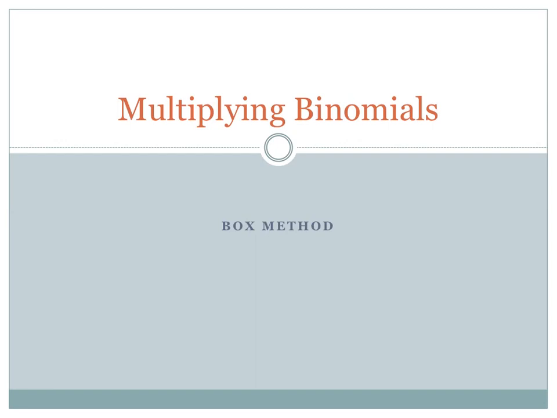Alright, so these notes cover multiplying binomials, okay? And we're going to talk about a couple of different ways that we can multiply things that end up looking like this. We might have an x plus 4 times an x minus 3, okay? How would we multiply these things together?